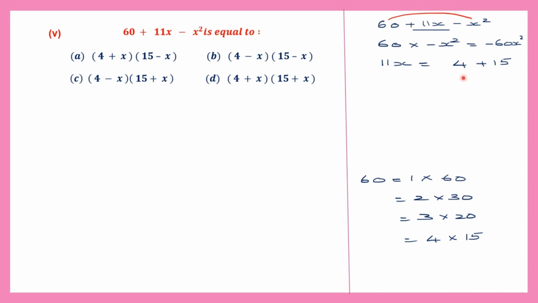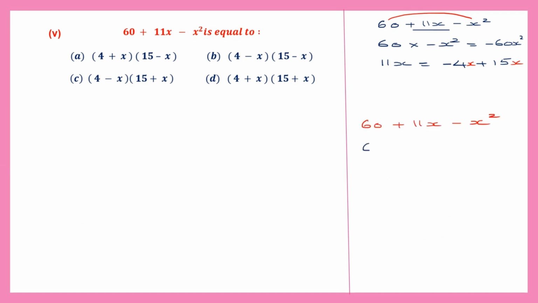But if I change one sign, that is, if I change the sign of the smaller number, then I will get plus 11. Minus 4 plus 15 will give me 11. So if I add an x here, minus 4x and 15x, I will get 11x. So when I add it up, I'm getting 11x. When I multiply, I will get minus 60x square. So these are the two numbers that we have split 11x into. So let's rewrite this. So now I can rewrite this as 60 minus 4x plus 15x. So I have split this middle term and then minus x square, minus x square.